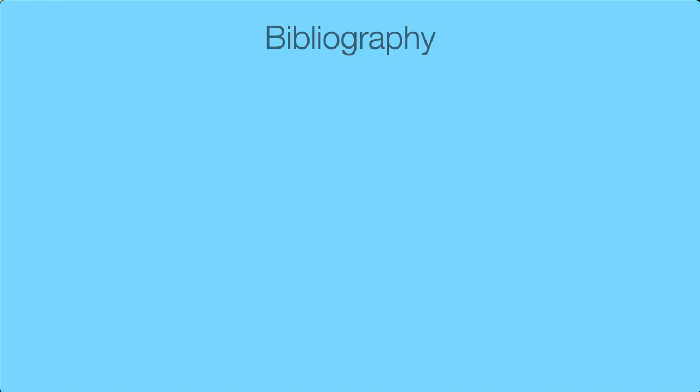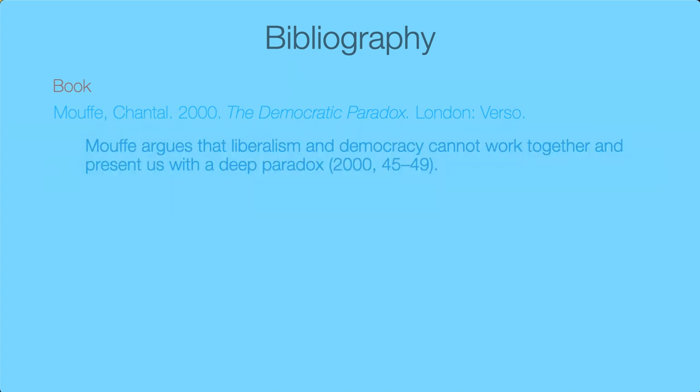The bibliography. This is where the information that you've used in your text is presented in full. So you may in your text perhaps have written, Mouffe argues that liberalism and democracy cannot work together and present us with a deep paradox. Your reader may be very interested to know what kind of paradox this is and where they can find this information. They will go to your bibliography, they will find the entry for Mouffe 2000, they will notice that it says The Democratic Paradox, the title of the book, published in London by the publication company called Verso, and if they turn to page 45 to 49 in this text, they will find this argument.